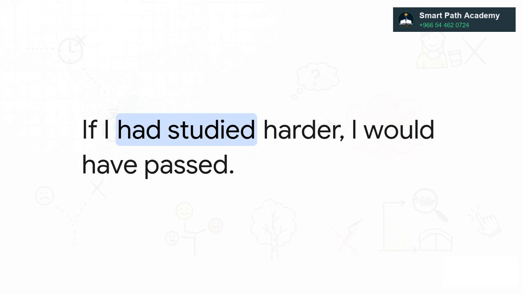Let's look at a super realistic school scenario. If I had studied harder, I would have passed. Notice how the structure works here. If I had studied, that's our condition. I would have passed, that's the imagined result. The real past is that, well, I didn't study and I failed. But the imagined side is my complete academic success. Take a really good look at that structure.